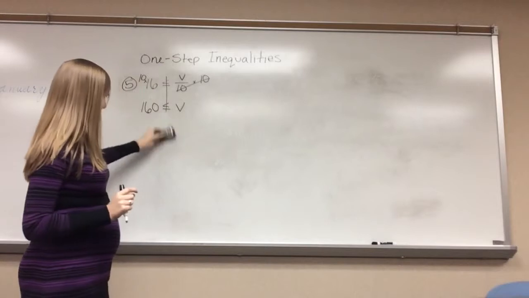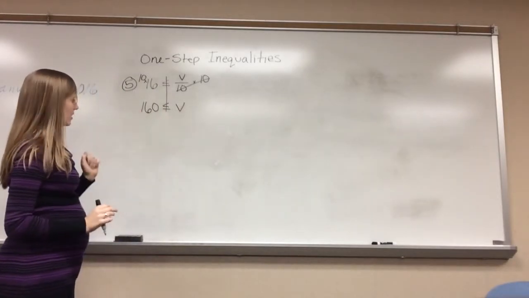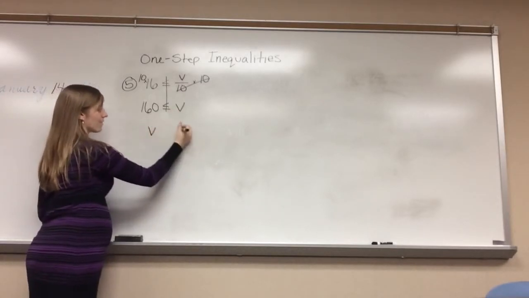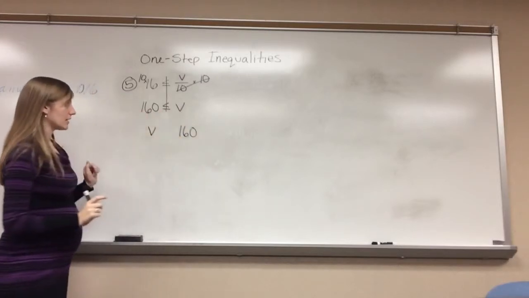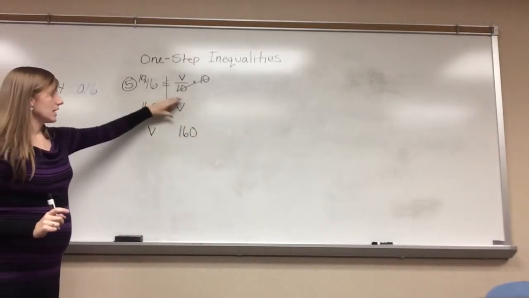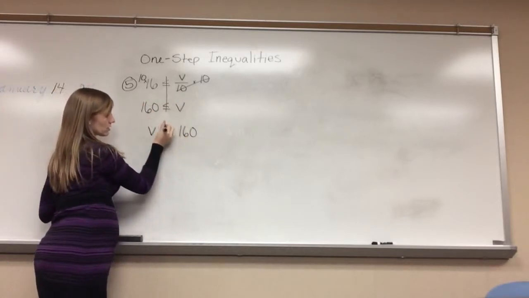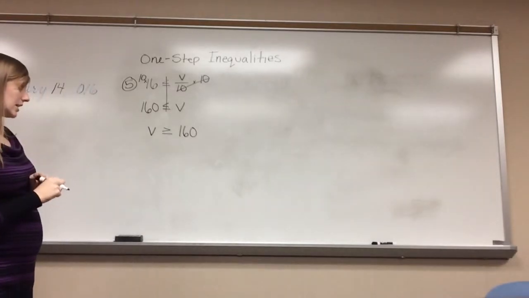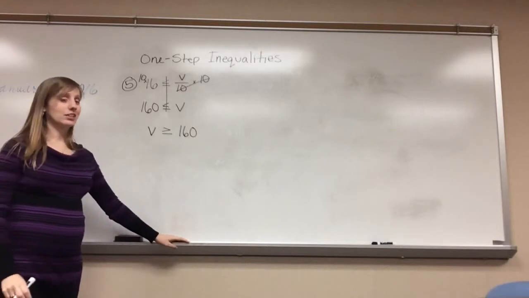Now, let's rewrite our inequality because we like to have the letter on the left-hand side. So v comes over to the left. I have my 160 on the right. My inequality sign, okay? It's eating the v, so I need it to eat the v here as well. So it's greater than or equal to 160.